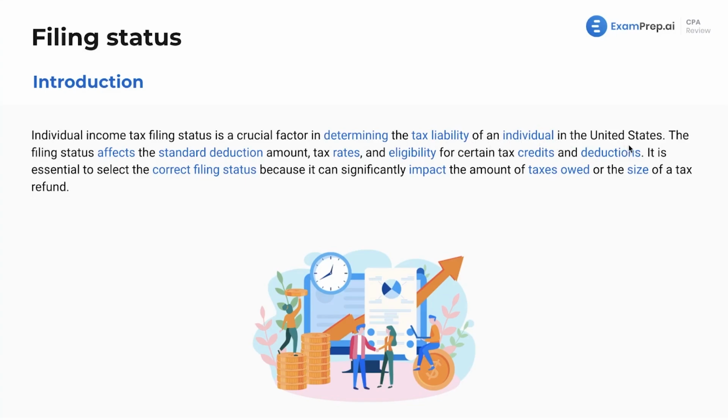Shocker, we're dealing with the US, we're not dealing with any other country here. The filing status affects the standard deduction amount, tax rates, eligibility for certain tax credits and deductions, and so much more, doesn't it? It's the foundation for your entire tax form. Are you married filing jointly? Are you filing single? What does that mean? We will see. It is essential to select the correct filing status because it can significantly impact the amount of taxes owed or the size of a refund. Oh yeah, definitely important, and we will see.